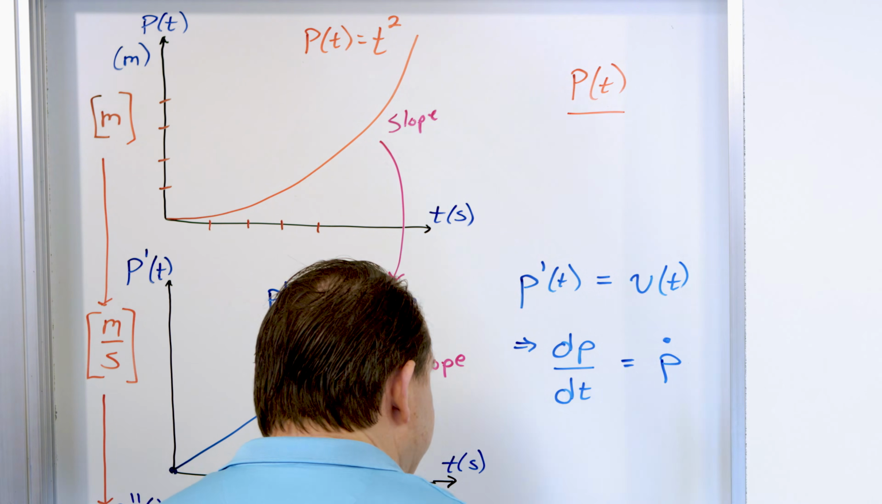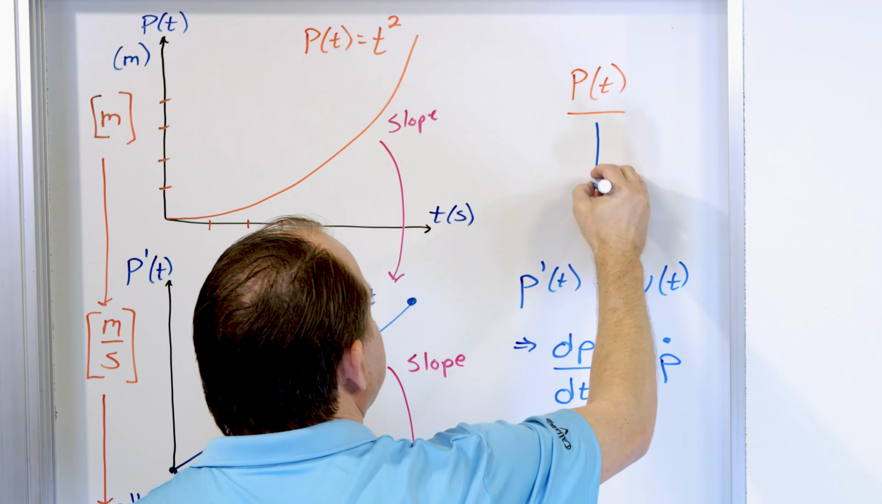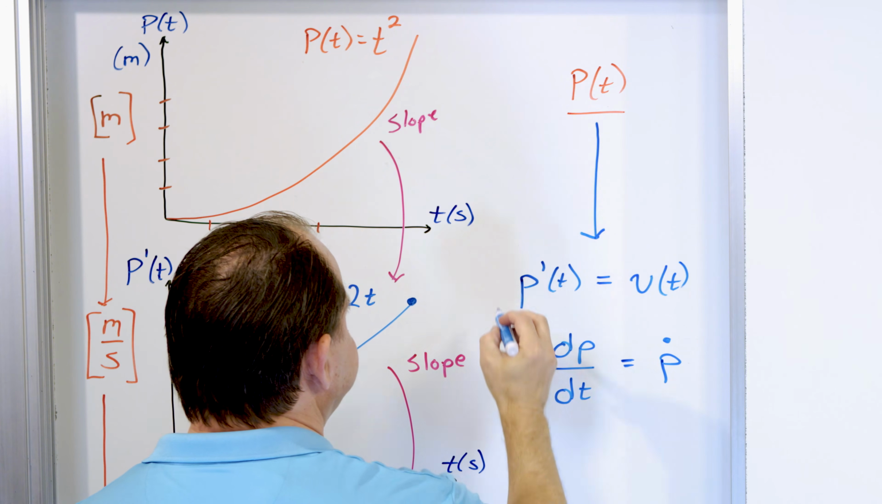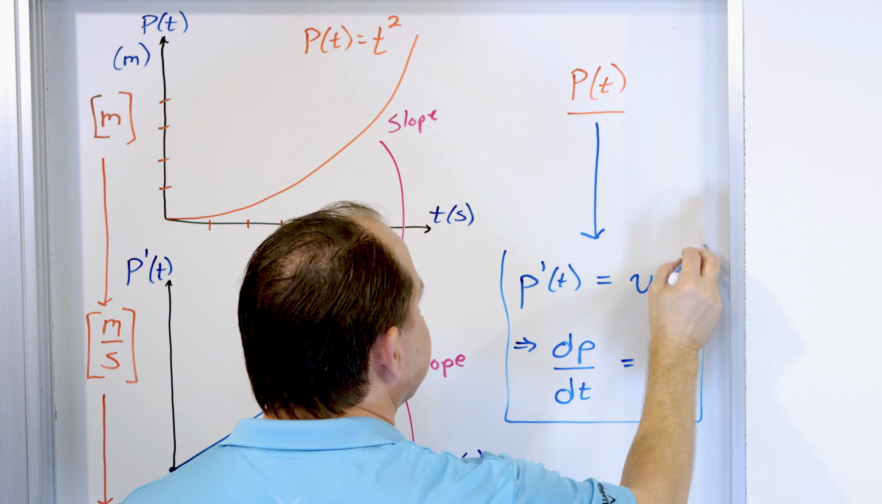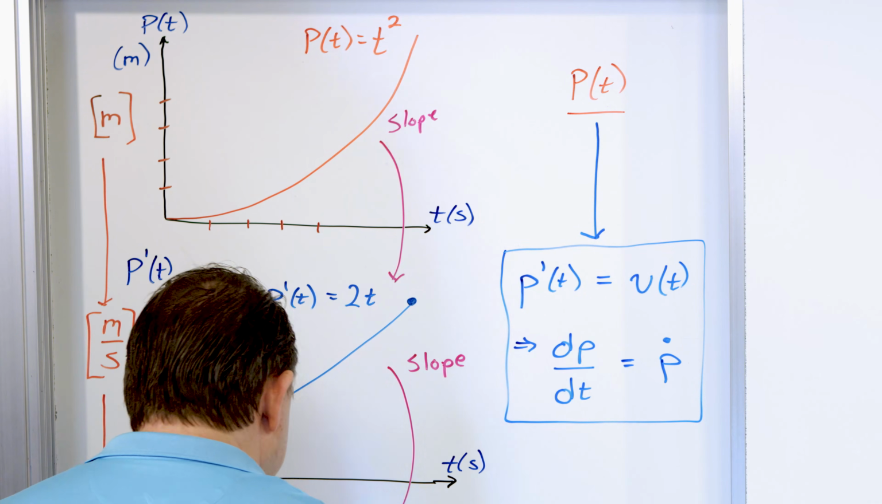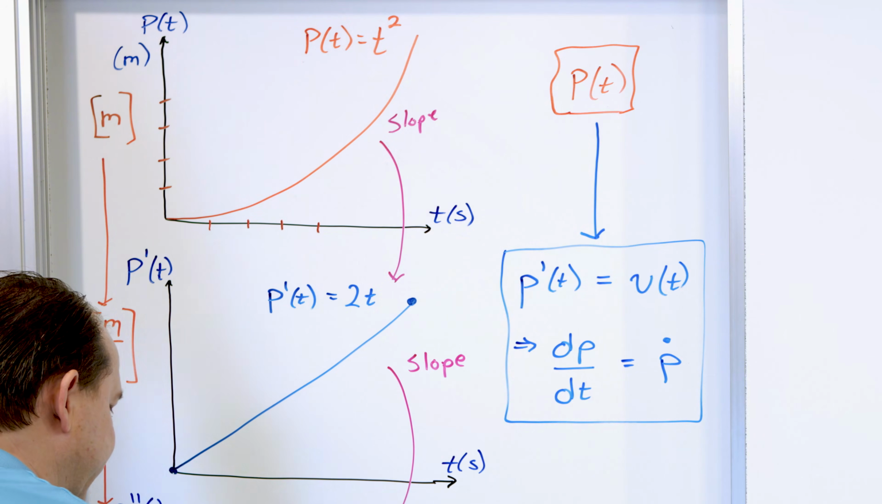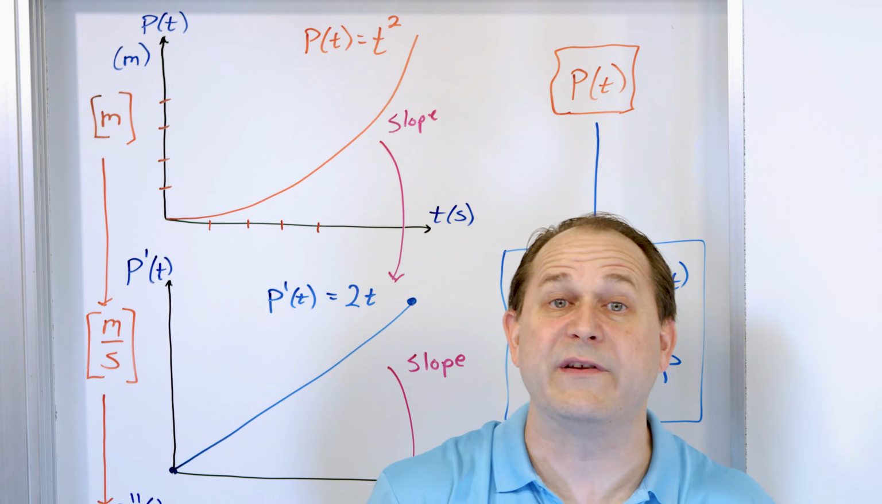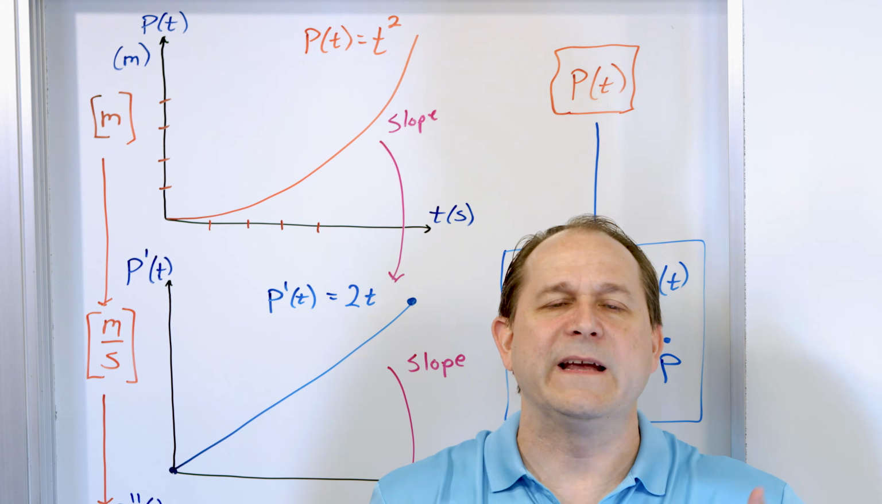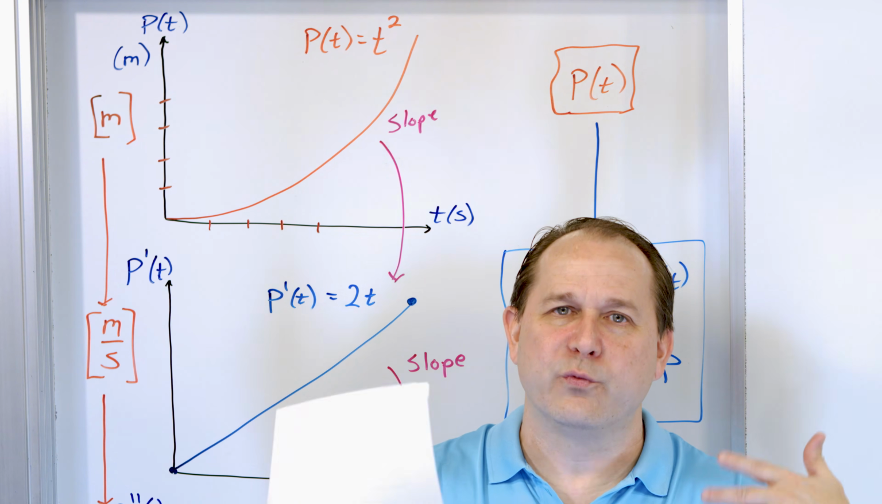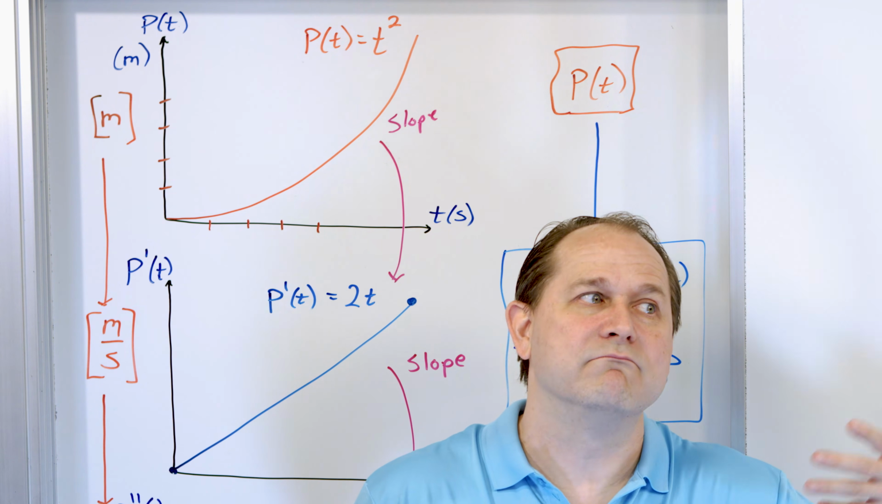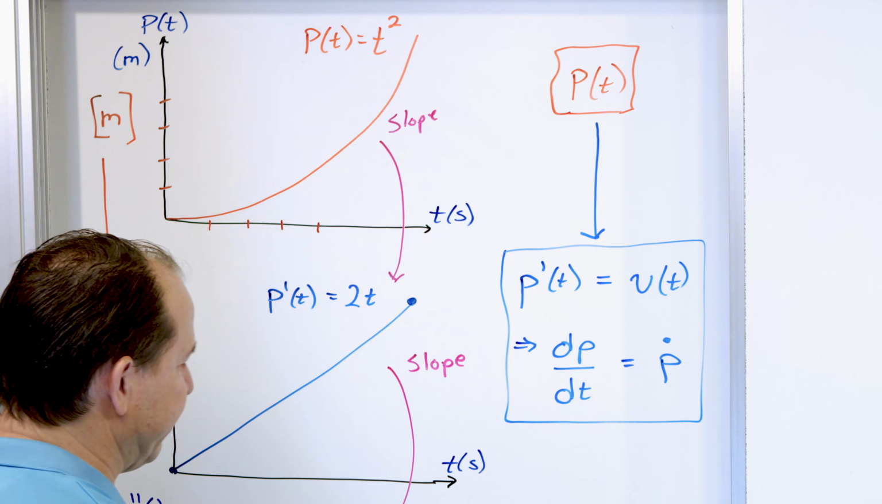Now that is how we go from the original function to the derivative. So I'm going to circle this in blue, and I'll circle the original function in red because the derivative comes from an original function. That's why it's called a derivative. Derivative means something that comes from something else. So the derivative function comes from the original position function.